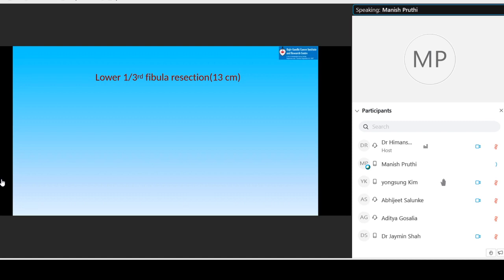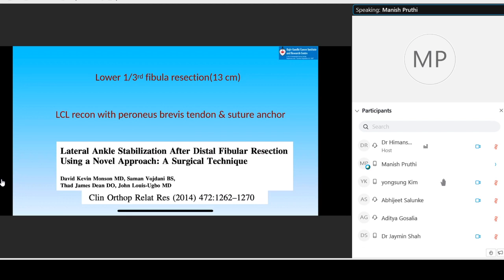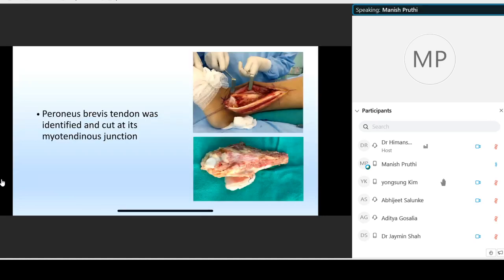Maybe Dr. Kang can enlighten us on that. But what we planned is a biological reconstruction with a peroneus brevis tendon. This was actually a technique published by Monson et al. in 2014, where they reported 3 cases with this technique. So this is what we thought we should try here, and that is what we did after resection of the lower end of the fibula with good margins.